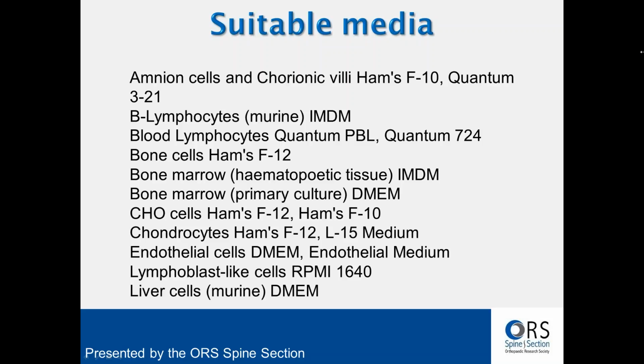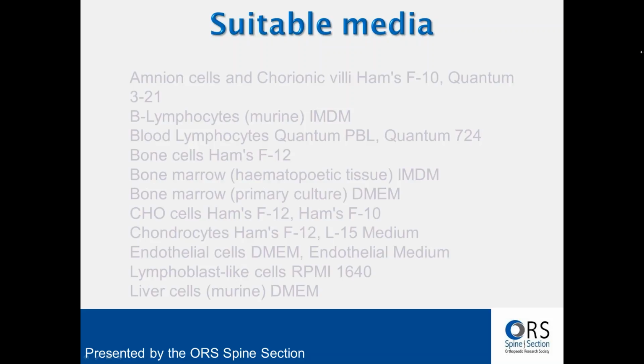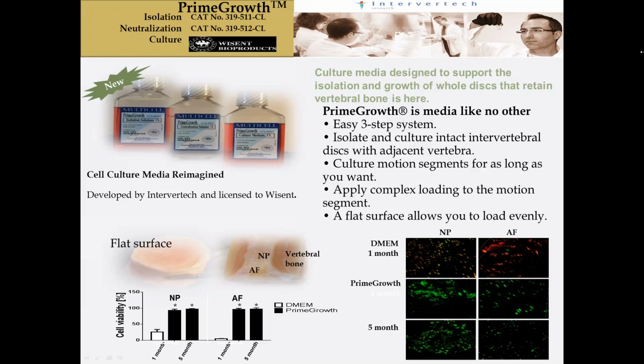So I'm ending with a flyer which is coming from Wisent. This is called Prime Growth, and we've got the catalog numbers. Basically, this is just some of the data I'm showing you here. We are able to culture the disc with vertebrae, and you can have a flat surface.